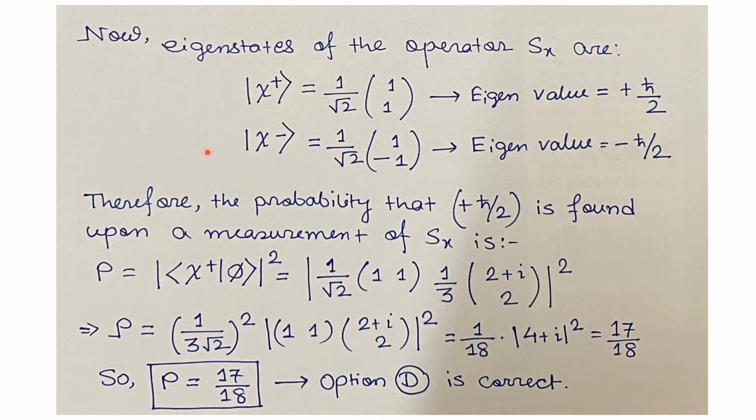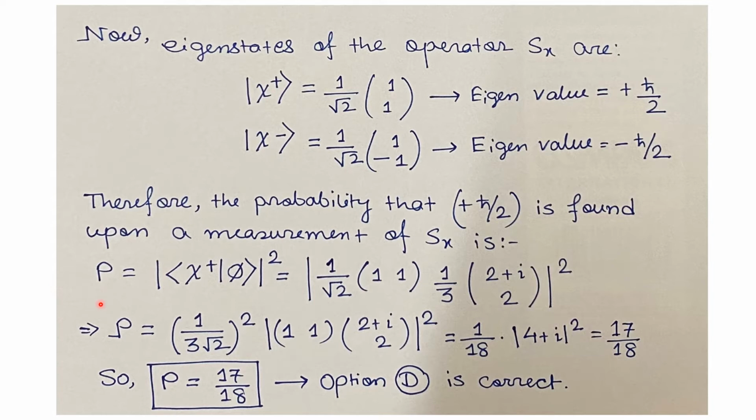After doing the measurement on the phi state, we will get this chi plus state as the final state with the eigenvalue plus ħ/2 with some probability. So we have to find that probability of getting the chi plus state as the final state. In order to find the probability, we will take the inner product between the final state chi plus and the initial state phi, and after that we will take the mod square of that inner product. So let us do that operation.